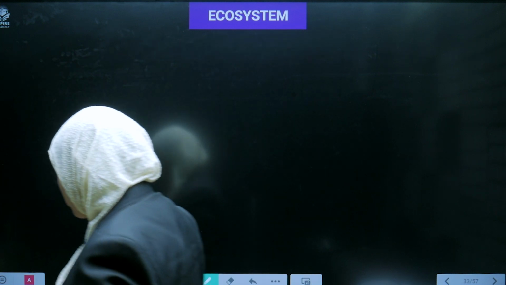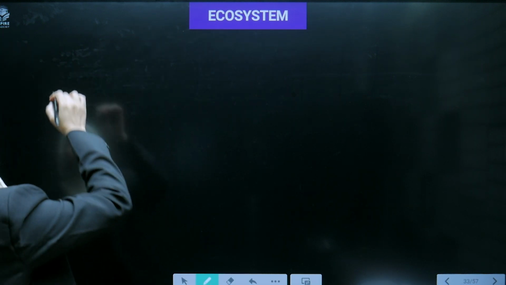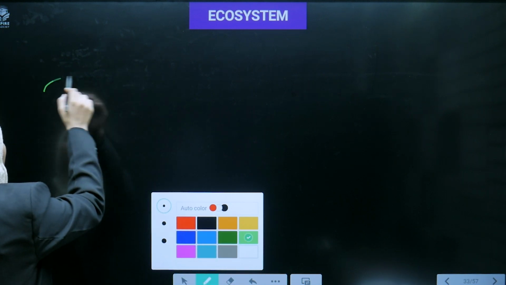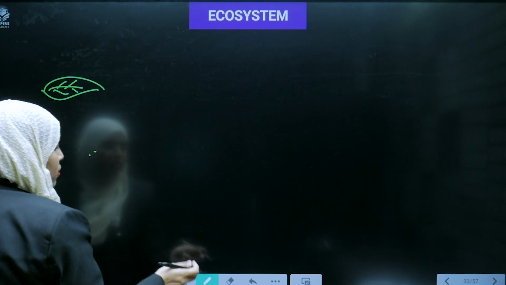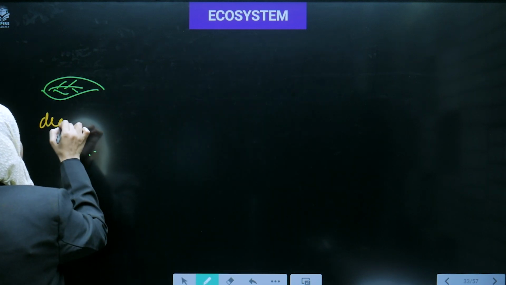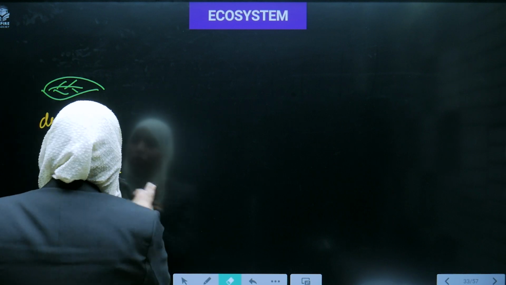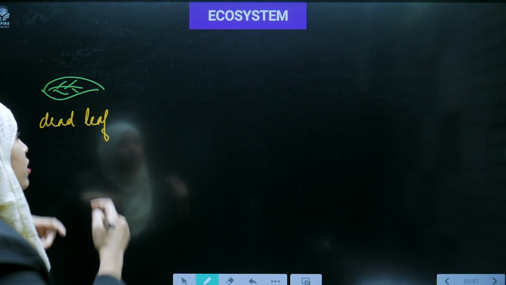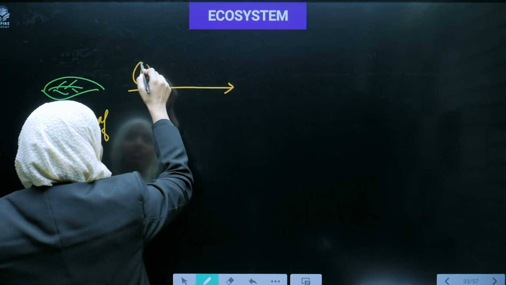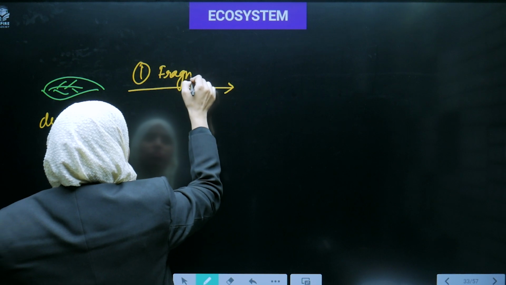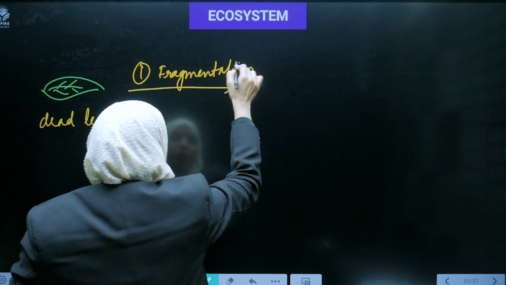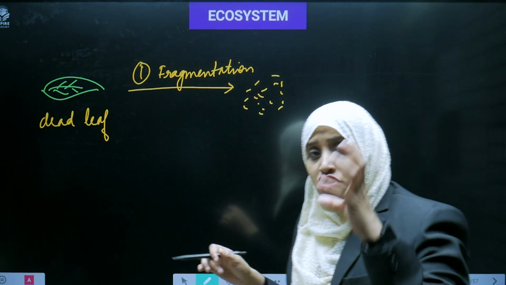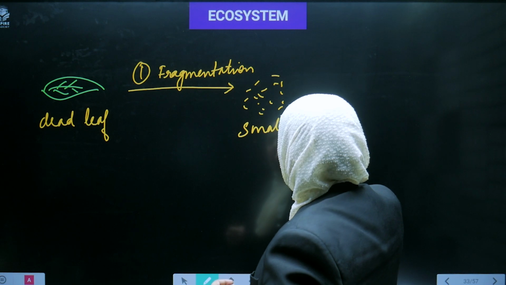Now we'll see what are the steps of decomposition. Simply, take the green leaves, the dead part of the plant. We can take an example of a leaf which is dead. So this is a dead leaf. When it falls off from the main plant, fragmentation will first take place. The first step is fragmentation. It will break down into smaller pieces, very small fragments.